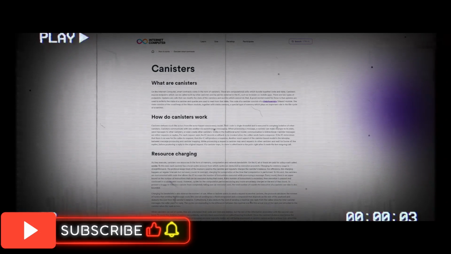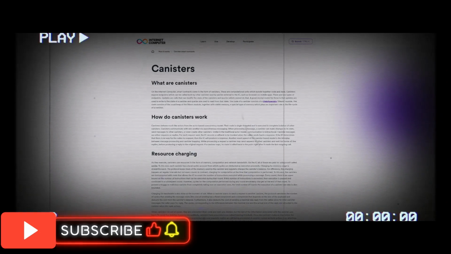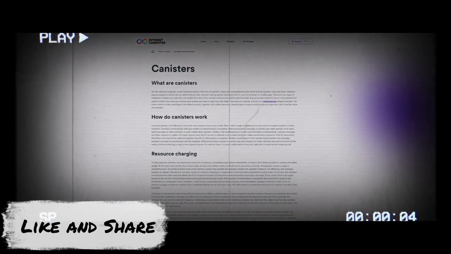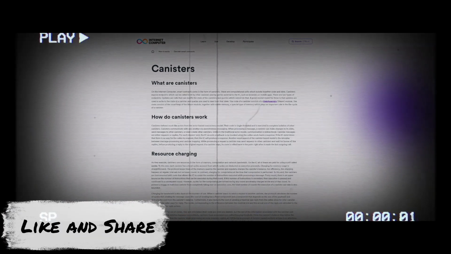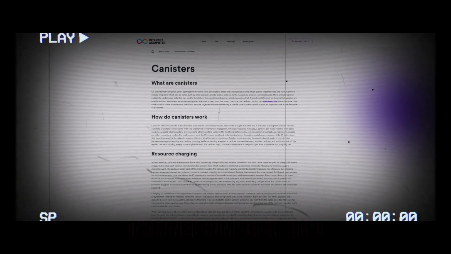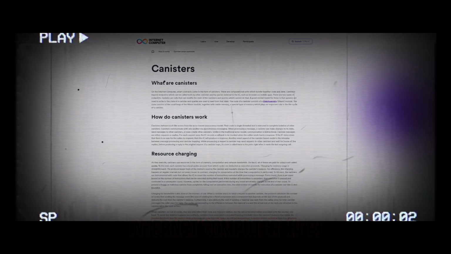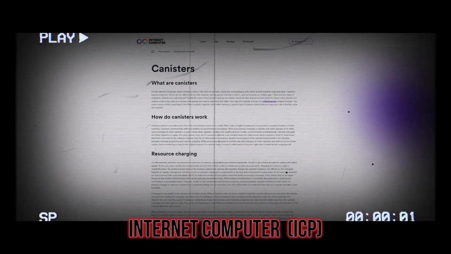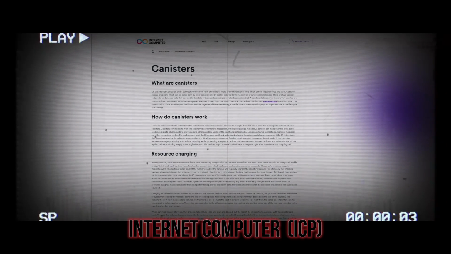Canisters. What are canisters? On the Internet Computer, smart contracts come in the form of canisters. These are computational units which bundle together code and state. Canisters expose endpoints which can be called both by other canisters and by parties external to the IC, such as browsers or mobile apps. There are two types of endpoints.